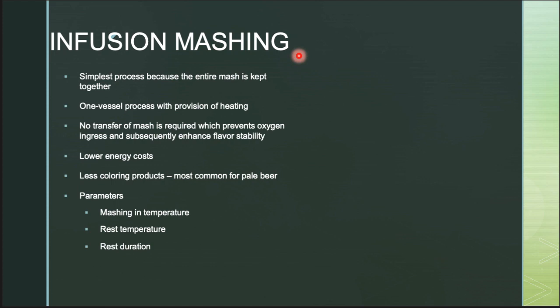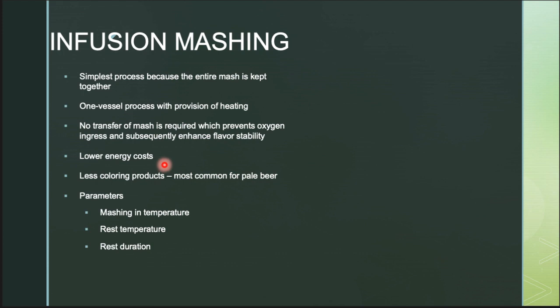Infusion mashing is the simplest process, where the entire mass is kept together in one vessel with the provision of heating. Since there is no transfer of mass between different vessels, like in decoction mashing, it prevents the oxygen ingress and subsequently helps in better flavor stability. The energy costs are lower as the grist is only held till maximum 77 to 78 degrees centigrade, while in decoction part of the mass is heated till boiling temperature.